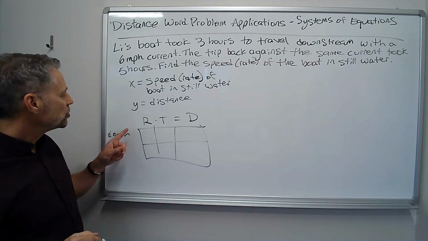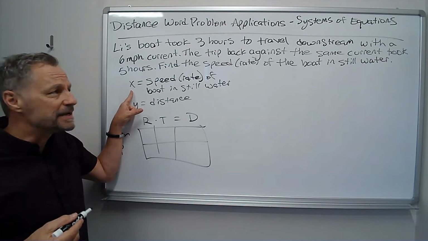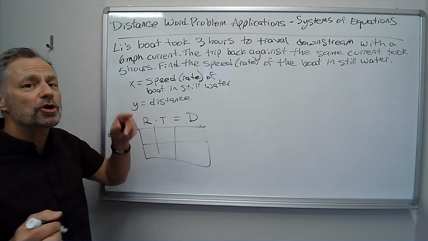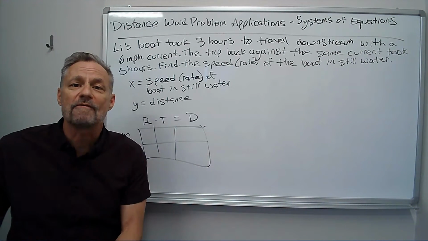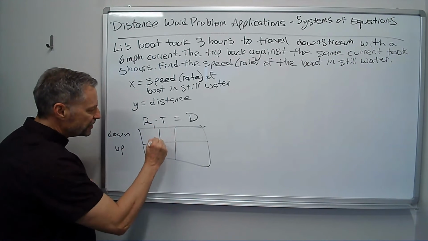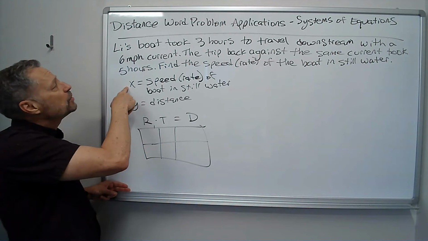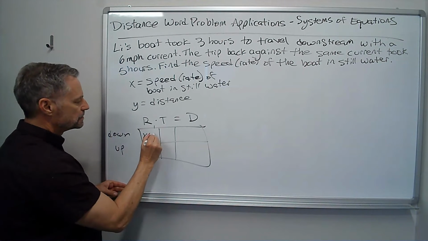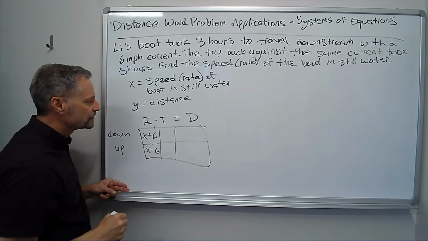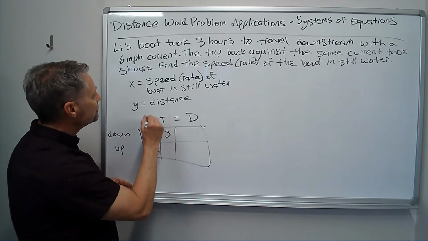When he goes downstream, his rate is whatever the speed of the boat would be, x, but he's got a 6-mile-per-hour current pushing him downstream, making him go faster. So downstream is going to be x, the speed of the boat in still water, plus 6. And then coming back up against it, it's going to be x minus 6. The time they just told us: 3 hours going down, 5 hours coming back.